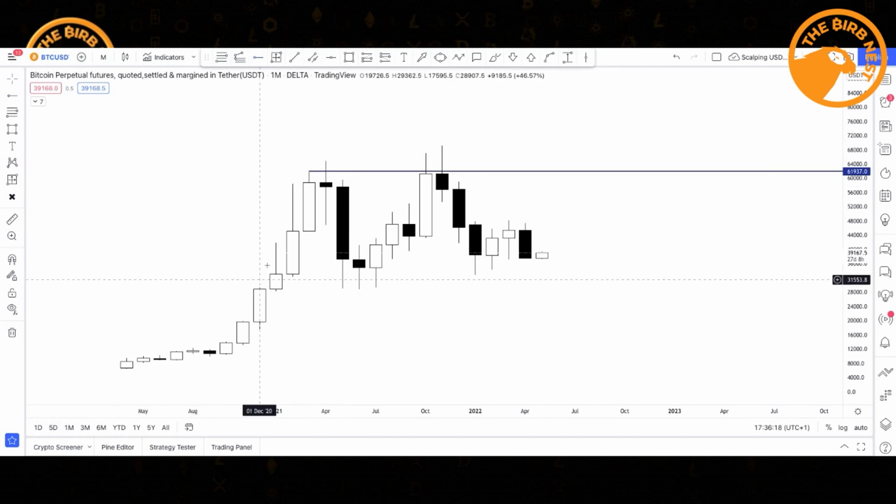And as we can see here, price has come up into this region, okay? And although price has gone beyond it, it hasn't closed beyond it, all right? So for me, that's my first key point of interest.